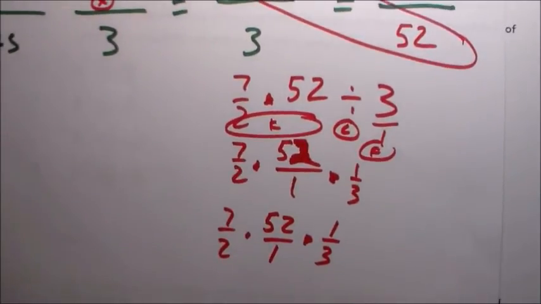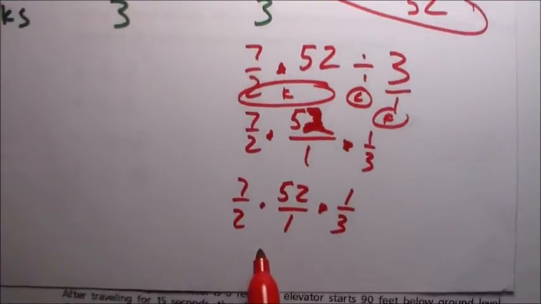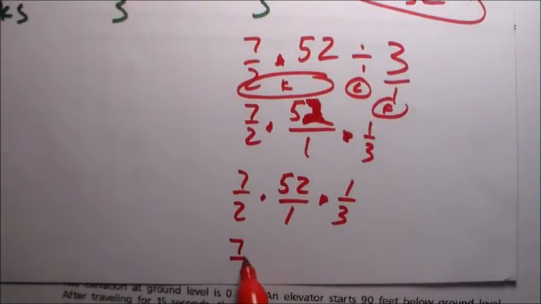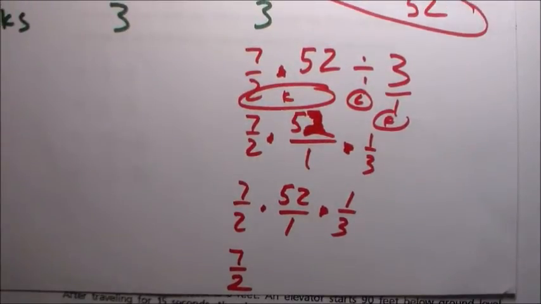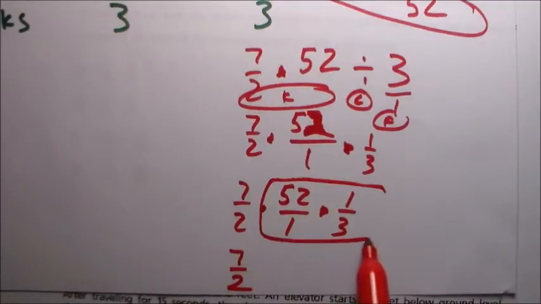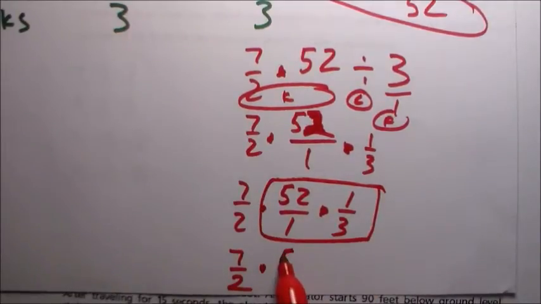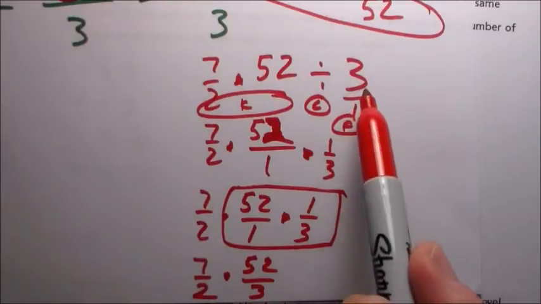If we just go through the trouble of keeping 7/2 by itself, and we use the commutative property of multiplication, it doesn't matter what order we multiply in, and we just multiply these two together, we have 52/3. So we have 7/2 times 52/3, and that will give us our answer, right? Because that's good legal math.